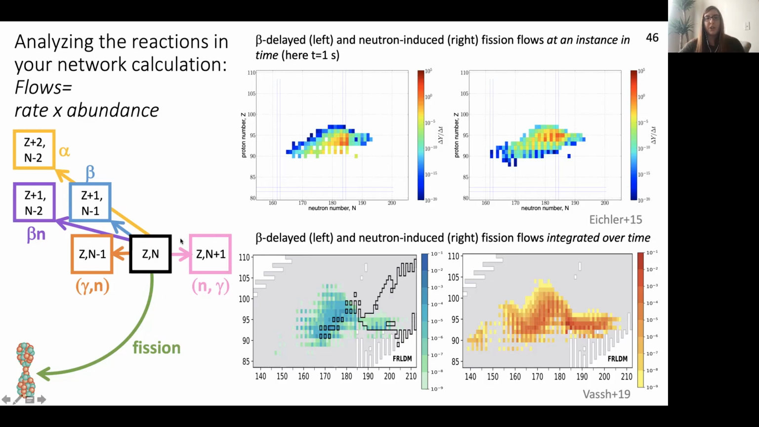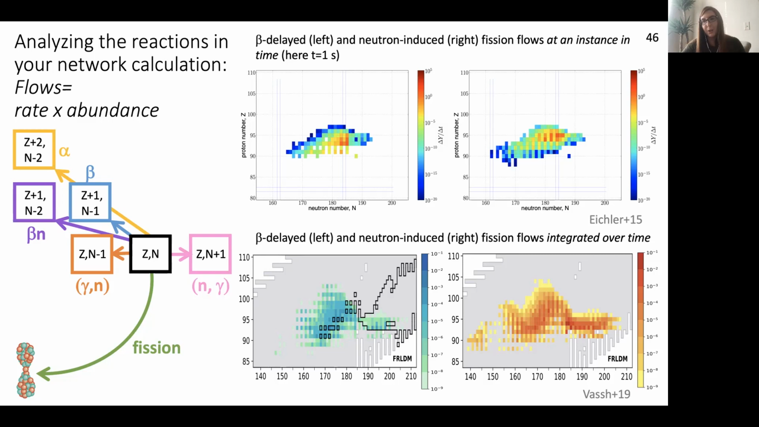So I also mentioned that another thing that flows could do is to look at an individual species and be able to know what it's doing primarily at an instance in time. Is it mostly capturing? Is it mostly beta decaying at a given point in time?